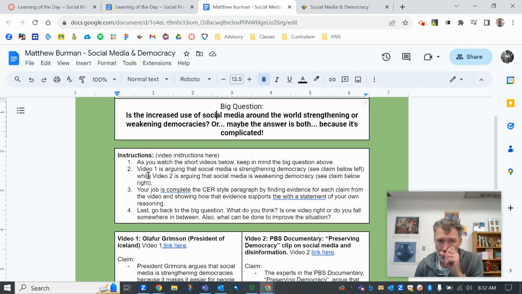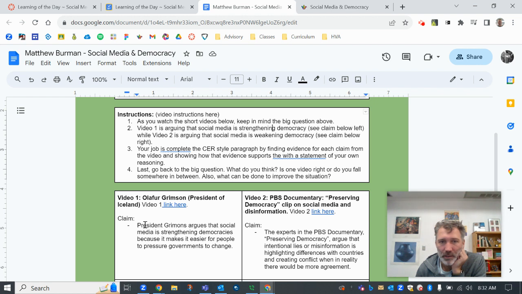Here's some instructions. It says, watch the short video below. Video one is making a case that social media is strengthening democracy. It says, see the claim below. So that's right here. You'll watch this video, and then here's the claim. And then the second video is linked here. They're saying that social media is actually harming democracy, and you'll watch that video here. And then here's the claim that goes along with that.